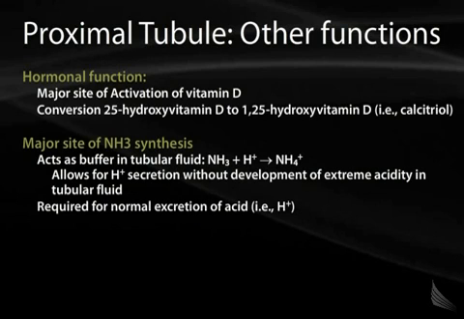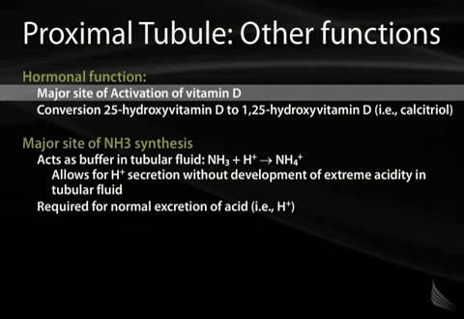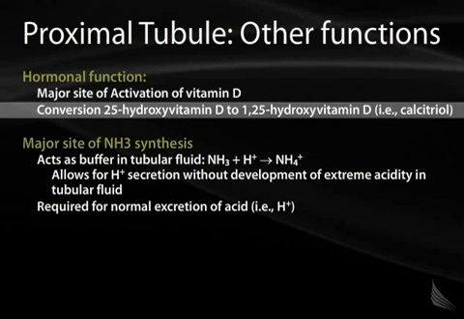Some of the other functions of the proximal tubule include hormonal functions, as well as the major site of ammonia synthesis. The proximal tubule is the major site of activation of vitamin D, where vitamin D exists in the inactive form of the 25-hydroxy state. It must be hydroxylated to 1,25-hydroxyvitamin D, or calcitriol, to be active. This process occurs primarily in the renal proximal tubule.